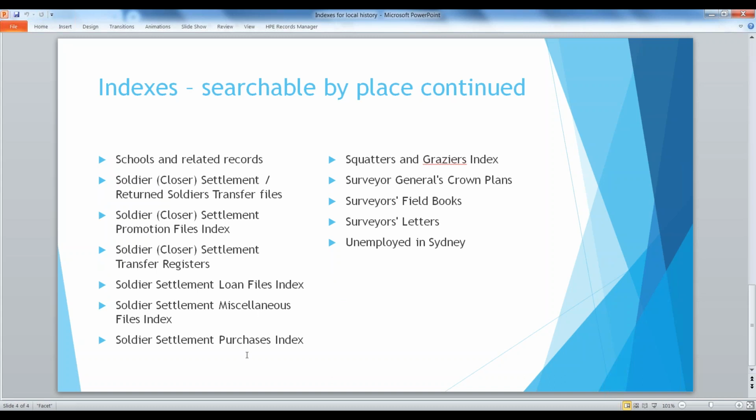There's a whole swathe of soldier settlement records, which are about the closest settlement and soldier settlement records, and we'll look at those later. And also records again about land, the Surveyor General's letters, and field books and Crown plans.